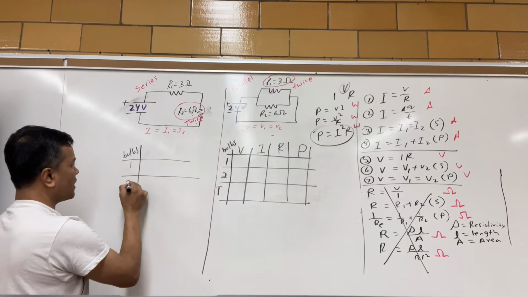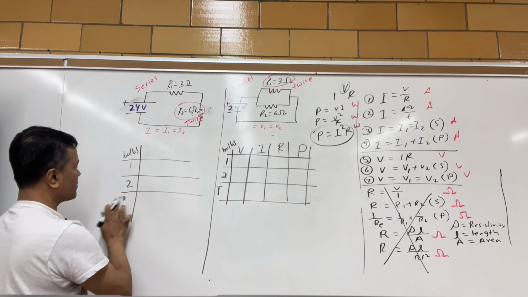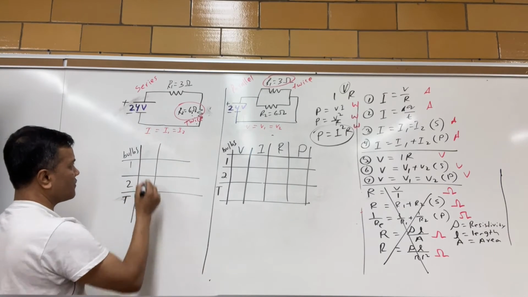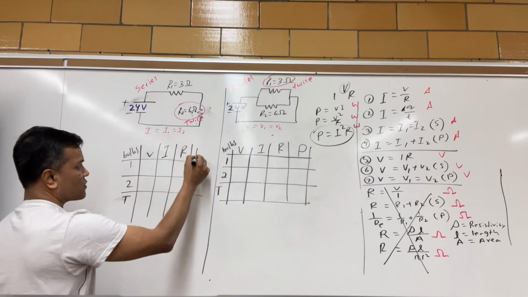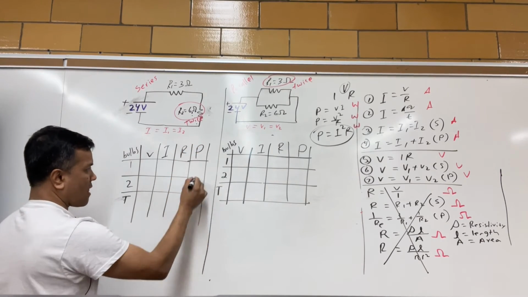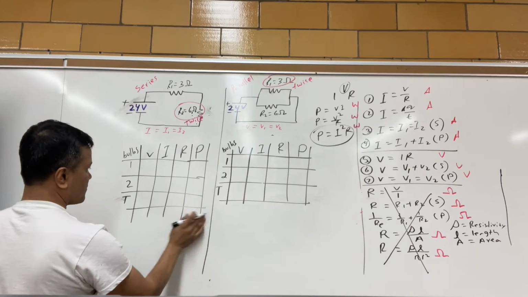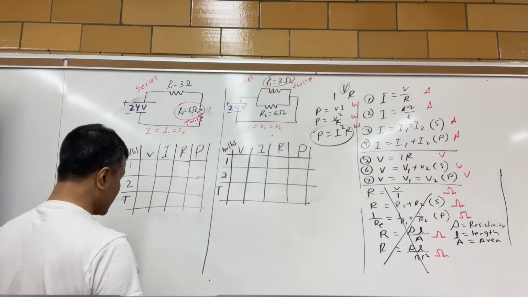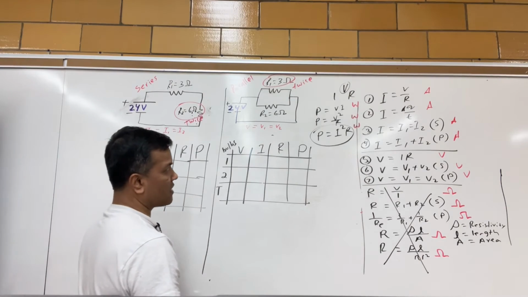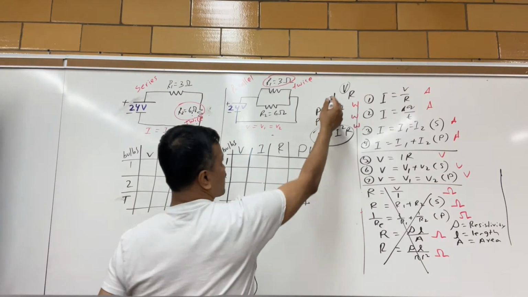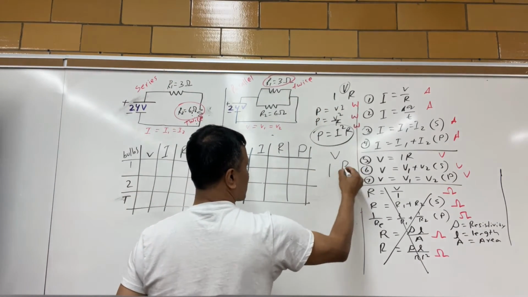Bulb 1, bulb 2, and then total. What do you want to find? V, I, R, and then of course power. Okay, so what is the easiest thing to do over here? Remember your VIR. VIR is the most important formula.